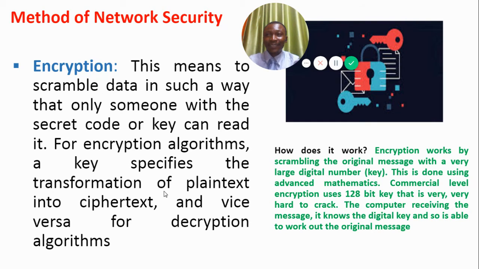The other guy at the other end will know the secret. Once he sees 1, 1 is A. Once he sees 4, 4 is D. Once he sees 5, 5 is E. Once he sees 1, 4, 5, he understands it to be what? A D. Or maybe you write something like "come to me". You can encrypt it into figures, and it's only the person at the other end that will be able to understand. But somebody who just sees figures will not make any meaning out of it. That's just a simple way of encryption. Now you have all these complex ways of encryption, where the original message, with a very large data number, is encrypted. This is done using advanced mathematics.